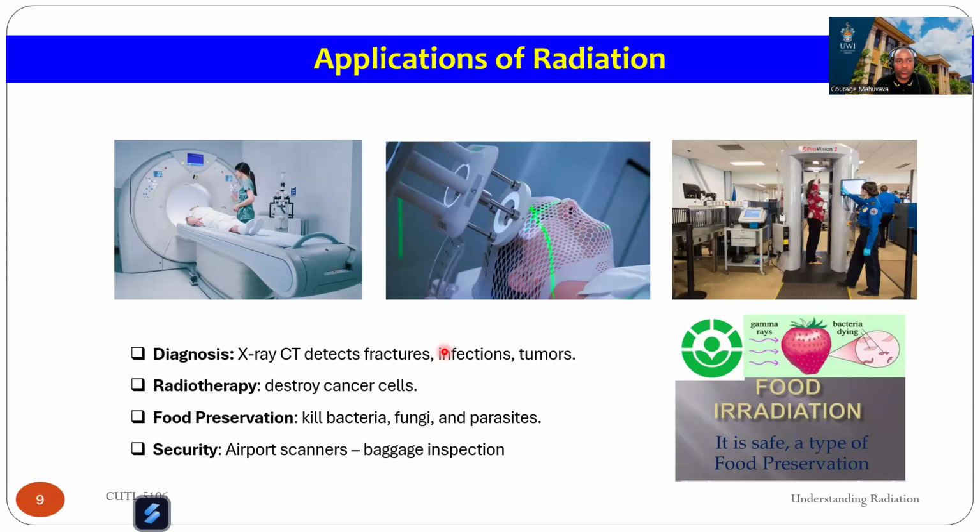So what are some of the applications of radiation? Well, I've already highlighted some of these, but these could include diagnostic X-rays, like CT scans, which is the first image here, used to detect fractures, infections, and tumors. We can also use radiation for radiation therapy for treatment of cancer in the second image. We can also use radiation for security, like baggage scanners at airports. We can also use radiation to irradiate food to kill pathogens so as to preserve food.